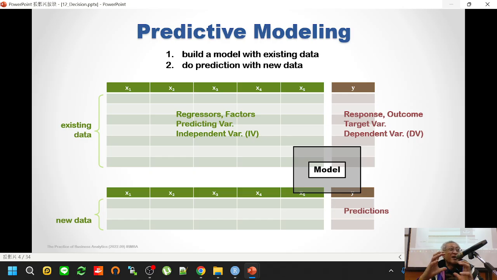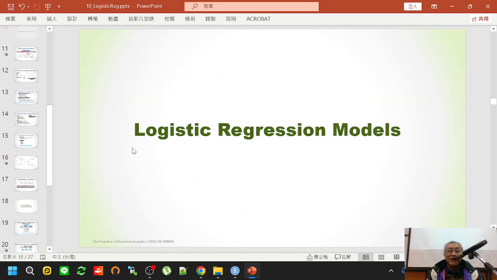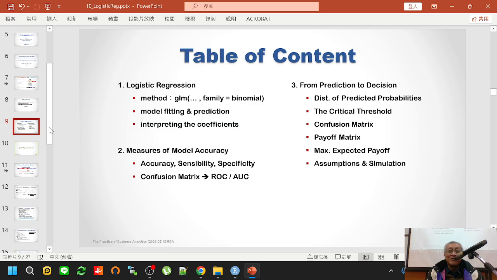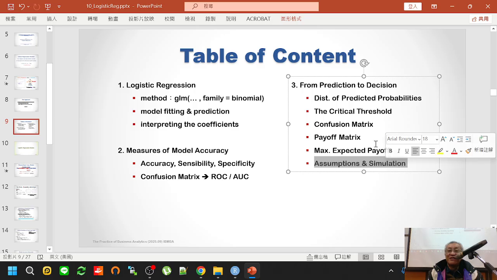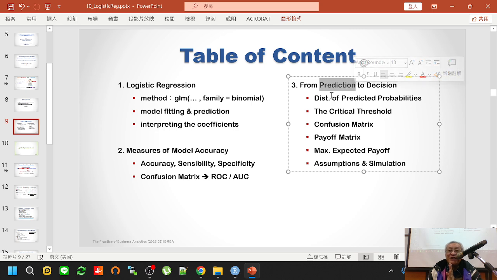So this week we'll concentrate on the prediction itself, okay? Next week, we will teach you how to define the threshold and do some assumption and simulation, so we can do the process from prediction to decision.